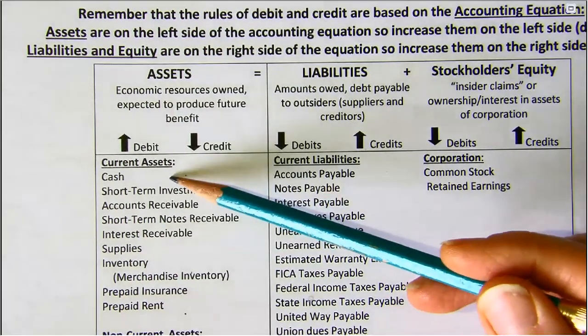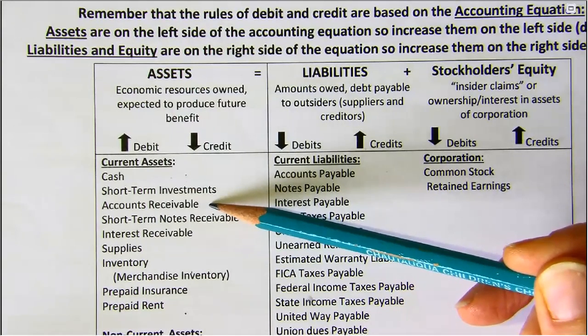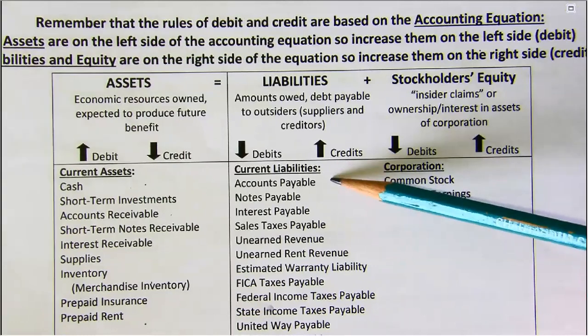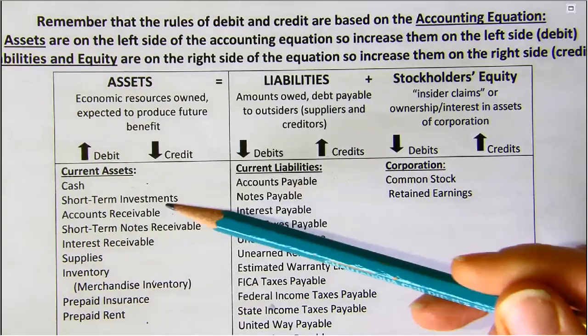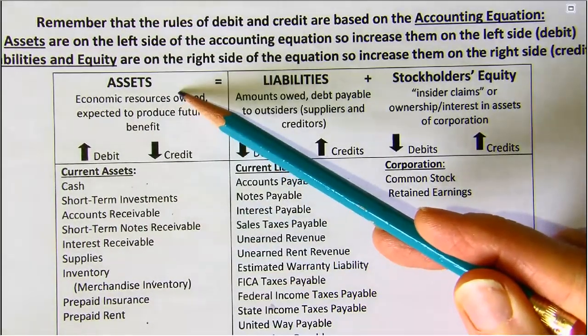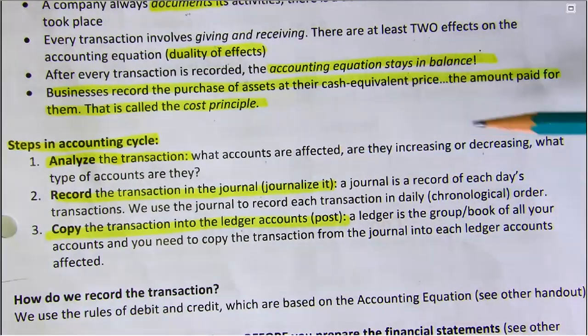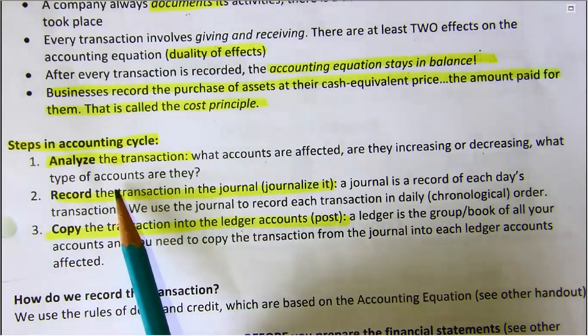So in the cash account, we record increases and decreases to cash. In the accounts receivable account, we record when people buy from us on credit and then when they pay us off. In accounts payable, we record when we buy things on credit and then when we pay them off, and so on. So these are specific accounts. Assets is an account category or an account type. So we'll be asking ourselves, what accounts are affected? Are they increasing or decreasing? And then what type? Are they an asset, liability, or equity account?